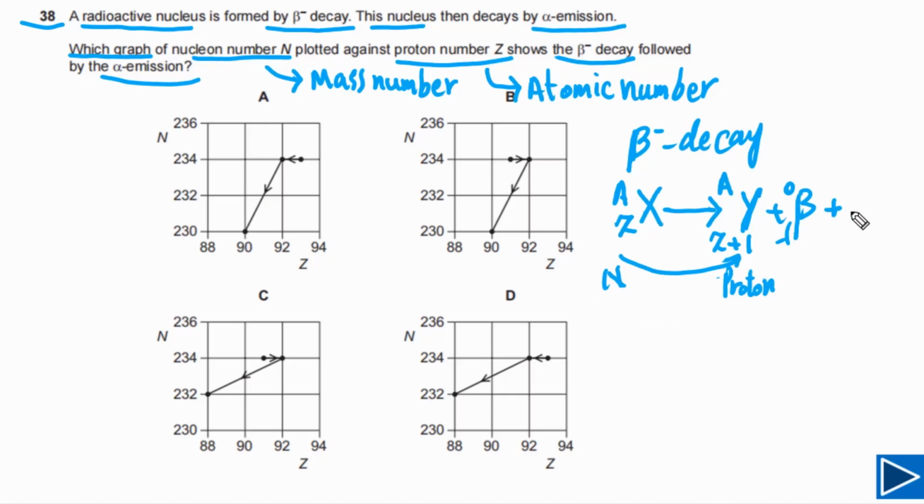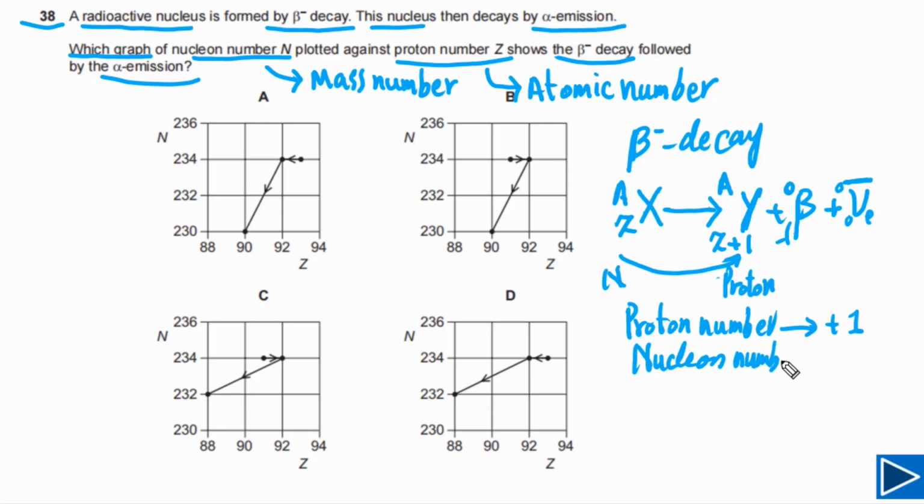In case of beta minus decay, an antineutrino is also emitted. The beta minus particle is a fast moving electron, and an electron anti-neutrino will be emitted. So we have seen in this case, proton number increases by 1, but nucleon number does not change. So nucleon number remains the same.